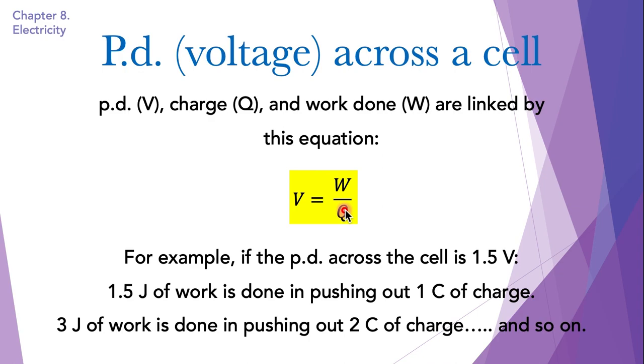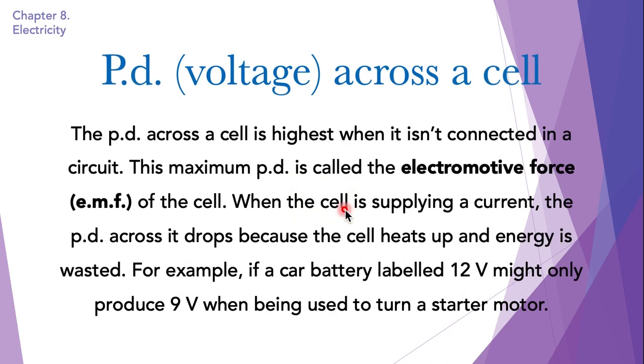So how much work is done in pushing out the amount of charge, that will be equal to the potential difference. The potential difference across the cell is highest when it isn't connected in a circuit. This maximum potential difference is called the electromotive force, also written as EMF, of the cell. This is basically the maximum potential difference a cell has. And this potential difference across the cell is highest when it isn't connected in a circuit.